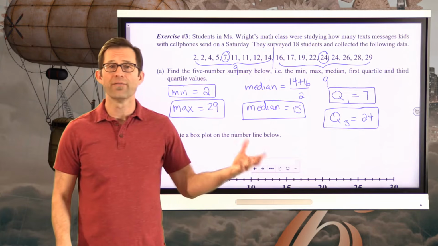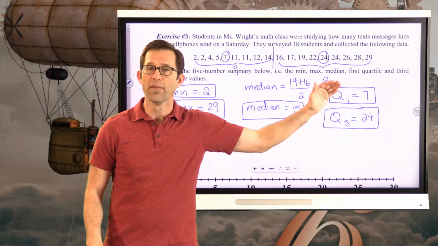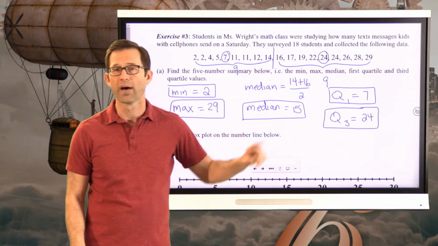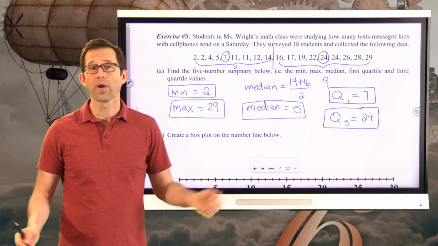Known as the 5-number summary. The minimum, the maximum, the median, and then the median of the lower half and the upper half, the first quartile and third quartile, respectively. Now, how do we create a box plot?